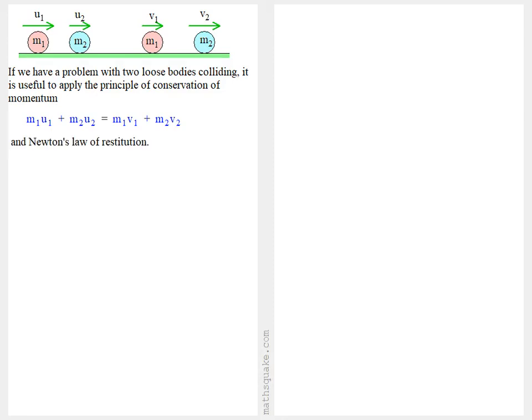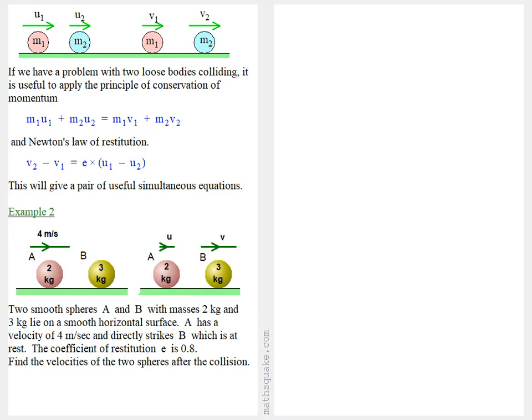And also it's useful to use Newton's law of restitution. The speed of separation is e times the speed of approach. v2 minus v1 equals e times (u1 minus u2). Now this will give a pair of useful simultaneous equations. Let's have a look at an example.